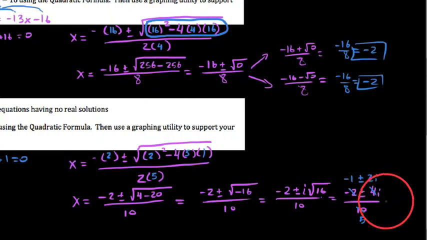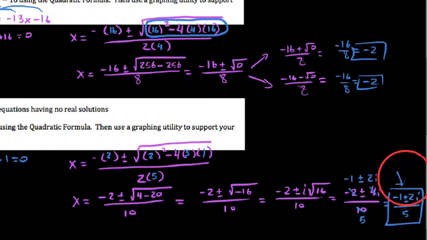So our two roots here are these. We say negative 1 plus 2i all over 5, and negative 1 minus 2i all over 5. So the fact here is this. We say these are non-real zeros, which means it's never going to touch the x-axis if we go and draw a graph of this.